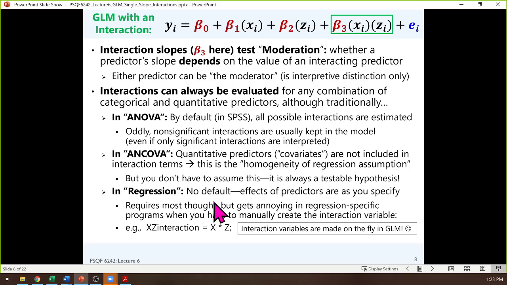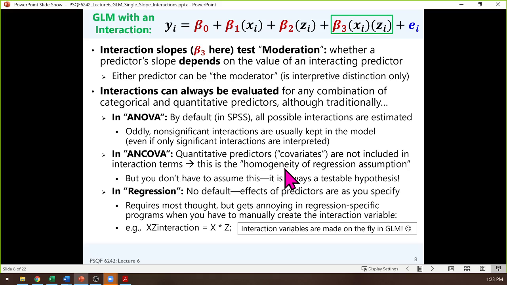If you took a regression class, then nothing happens for you behind the scenes. You even have to make your own variables. So from a regression standpoint, there is no default as to how many interactions should be included or up to what order. You get to decide all of that. And to be able to fit this model, you would have to make a new column in your data set that literally was the multiplication of X and Z and put in that new column as a predictor. So you don't have to do that in regression or GLM. We've already fit examples like a quadratic effect where we're able to define these things on the fly.